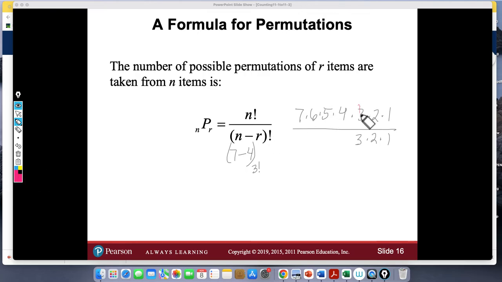Three divided by 3 is 1. 2 divided by 2 is 1. 1 divided by 1 is 1. Notice we are left with the way I did it with the slots, 7 times 6 times 5 times 4.